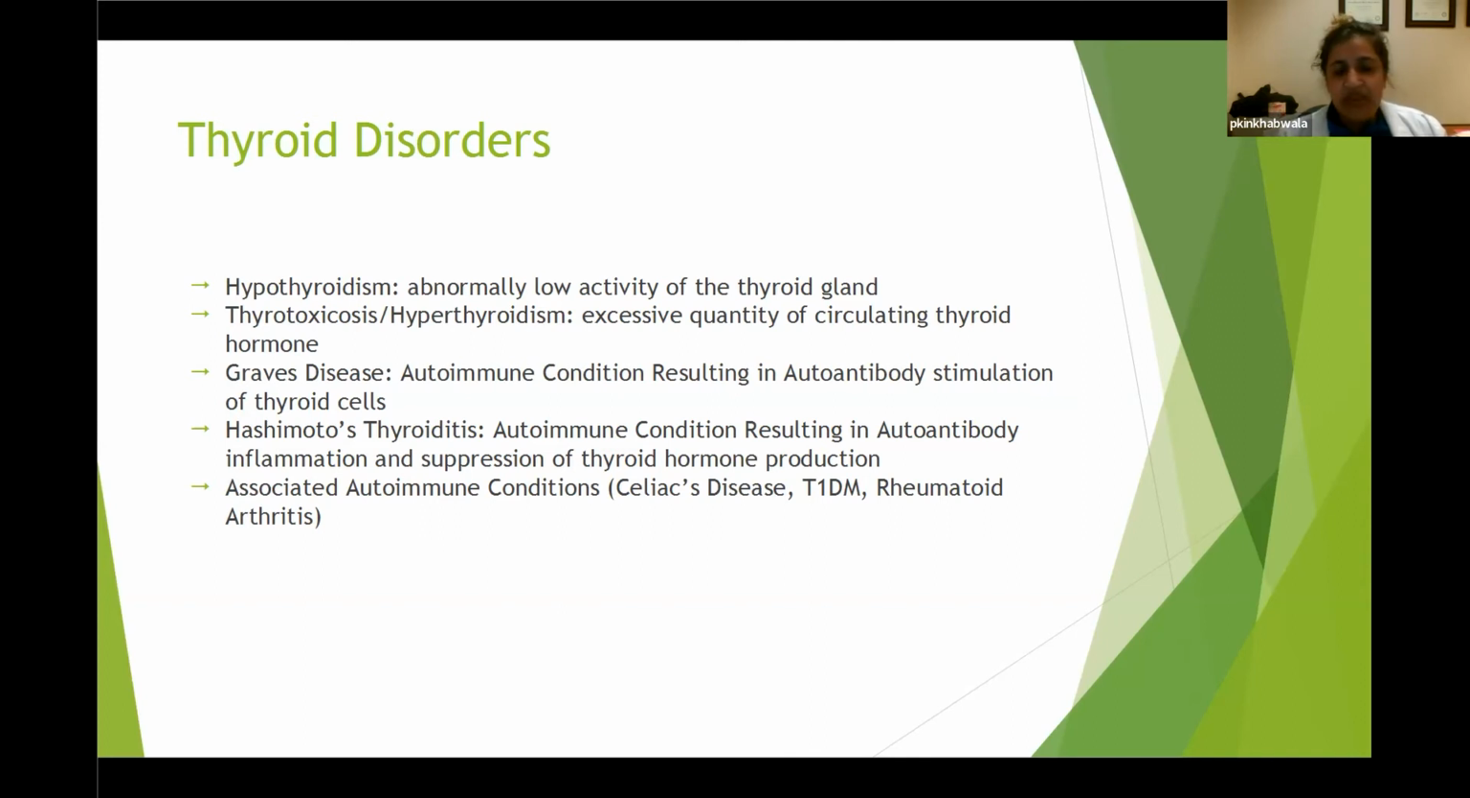Now, celiac disease is the one that's most commonly associated, and so that's the one that we tend to check on the most. But rheumatoid arthritis and type 1 diabetes are the second and third most common.